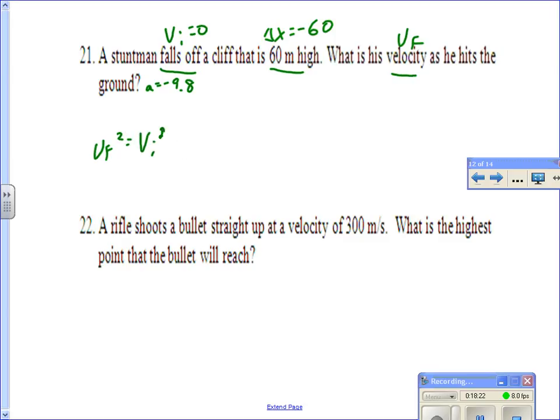plus 2A delta x. We put in our stuff in here. That's a negative 60. You're going to take the square root of your answer and choose the negative. So our answer is negative 34 meters per second.